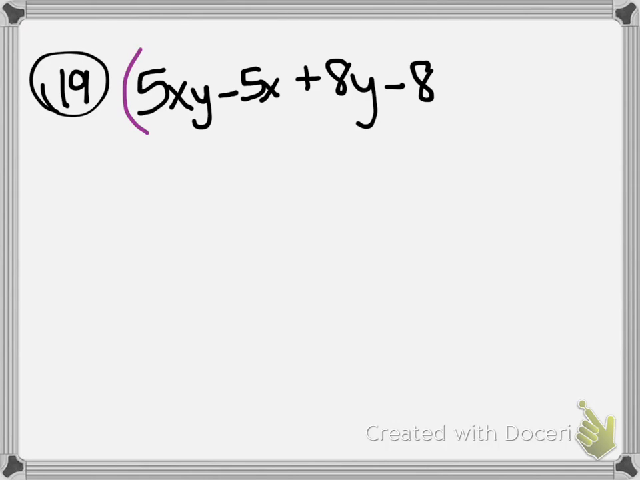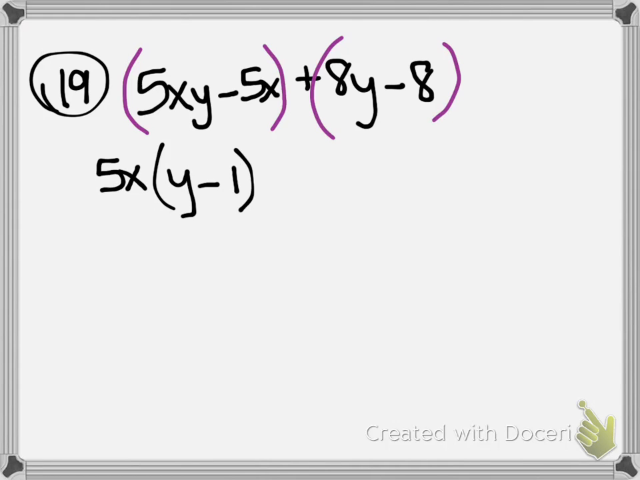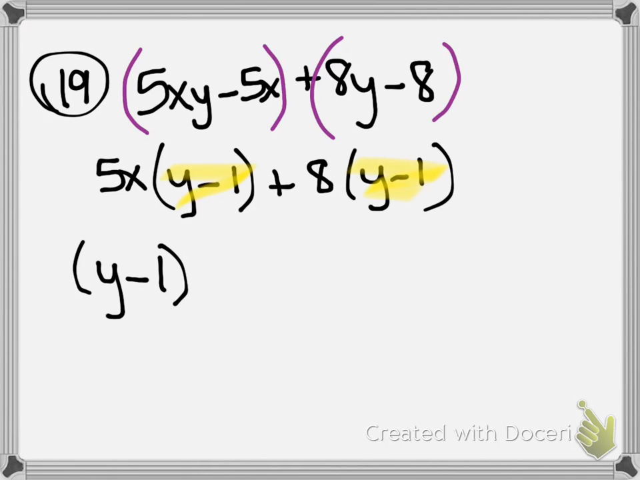But I do notice that I have a common factor in the first two, and I have a common factor at the end. My common factor in the first two is 5x. When you take out the 5x, that'll leave you with y minus 1. And the common factor in the second group is an 8. Take that out, you have the y minus 1. And now this is just a normal old factor by grouping like we did on the last lesson. Take out that y minus 1, and when you do, it leaves you with 5x plus 8. So this should be enough to get you through factoring special cases. Good luck.